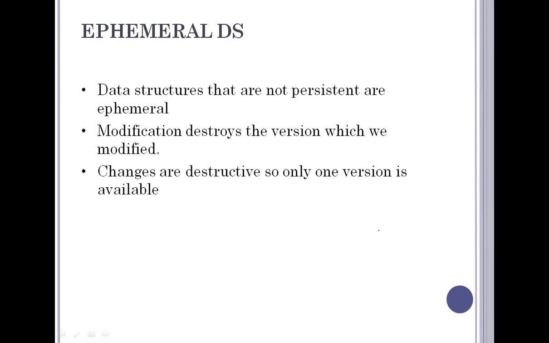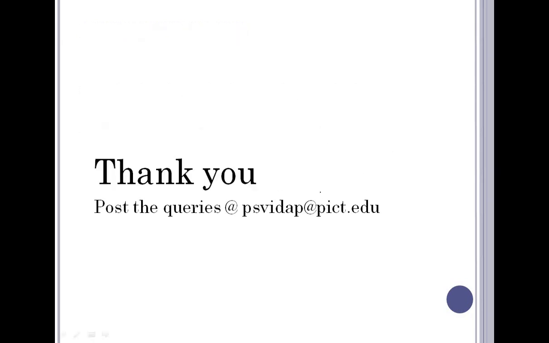These are all examples of this particular kind of data structure. If we have modified it, we cannot access the previous version, because the modification is going to destroy its value. So we cannot access its previous value. We can only access the latest value, the only one version. So these are basically the detailed classification of the data structure.